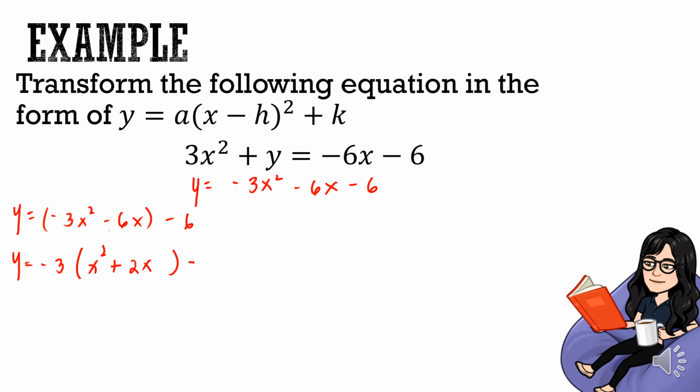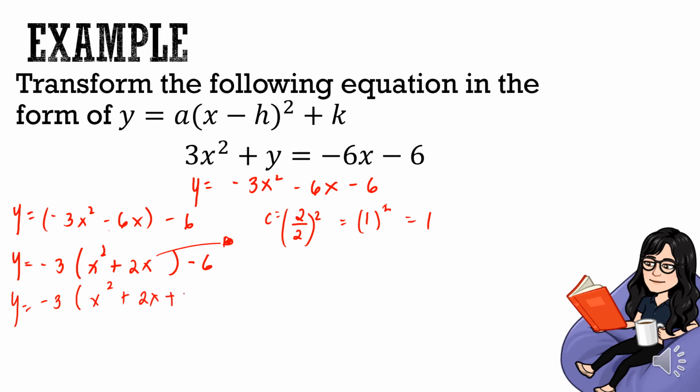2x and minus 6. Then to make this a perfect square trinomial, let's find the c. So we have c equals positive 2 divided by 2, squared. So we have 1 squared. 1 squared is equal to 1. Therefore, we now have y equals negative 3 times x squared plus 2x plus 1, minus 6.